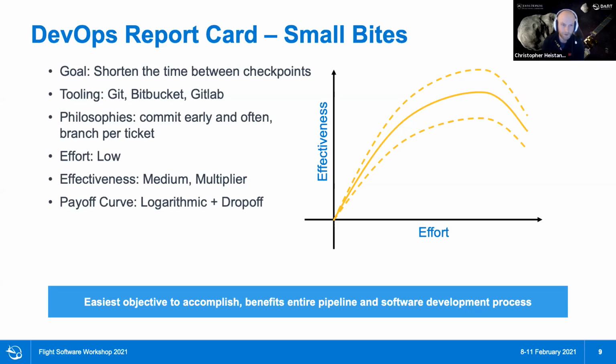So there are a couple of things that help you get there. From a philosophy perspective, commit early and often. I'm sure that you have heard that. Branch per ticket. There are tools like Git, Bitbucket, GitLab. It's pretty low effort to do small bytes, and it is generally very effective. If you can get a team to adopt this kind of philosophy, it becomes immediately useful, and it is a multiplier, because the time sample that you are looking at that state space is important to how well you understand it, up to a point.